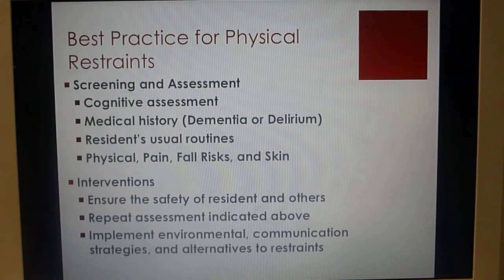Okay, best practice for physical restraints: screening and assessment, cognitive assessment, medical history, residents' usual routines, physical pain, fall risk, and skin. Interventions include ensure the safety of the resident and others, repeat the assessment indicated above, implement environmental and communication strategies, and alternatives to restraints.